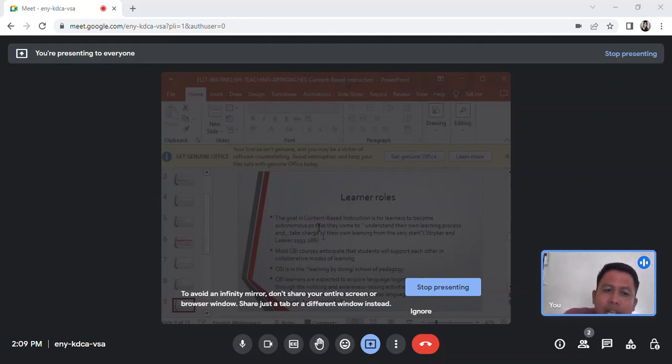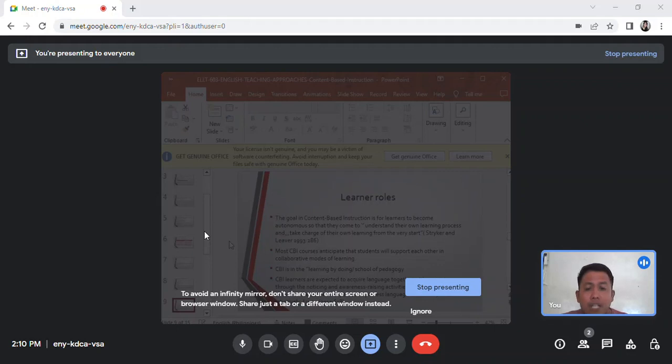So learning by doing. This is what we call an authentic assessment, no? They're going to perform in a real situation or in a real scenario. Next, CBI learners are expected to acquire language together with content through noticing and awareness-raising activities. Hence the learner is expected to process language consciously as well as intuitively. It's according to Lister. Okay.